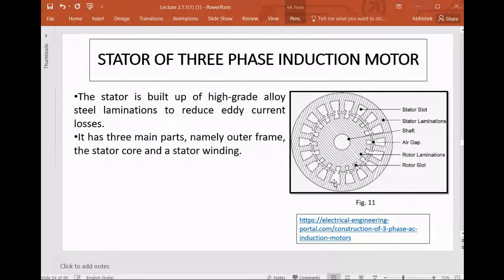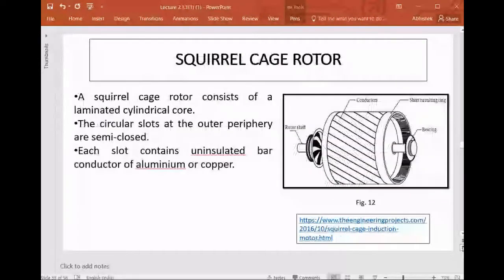You can see right here the diagram of a stator, and here you can see the stator slots are given, stator lamination you have to provide, and the shaft is in this particular position. Air gaps are also there to exhaust the hot air to the environment. Then rotor lamination you have to provide right here, and rotor slots are given right here. So this is your stator.